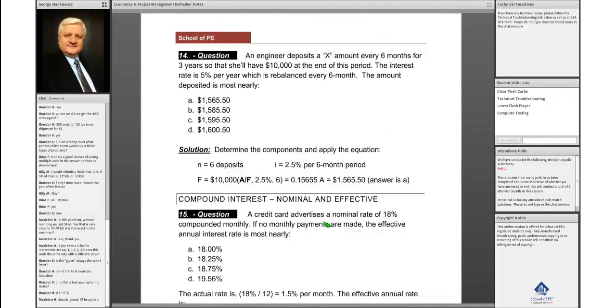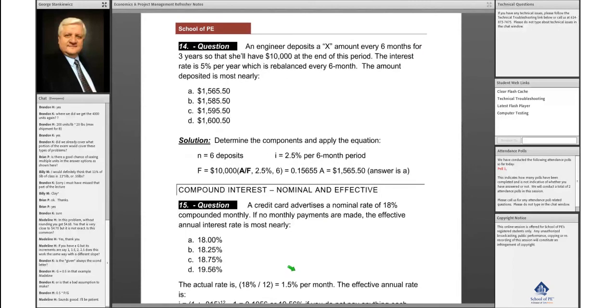Okay, next, we're going to increase this and give you some more information. An engineer deposits an X amount every 6 months for 3 years, so she'll have $10,000 at the end of this period. The interest rate is 5% per year, which is rebalanced every 6 months.